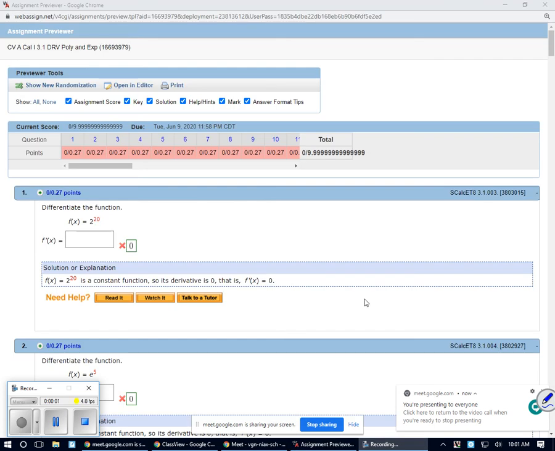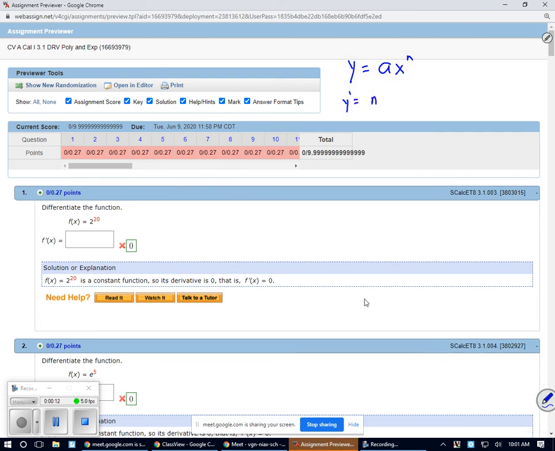All right, so the basic idea behind these is that if I have a function of ax to the n, then the derivative is n times ax to the n minus 1. That's pretty simple. If y equals 4x to the third, then the derivative, which some people use this symbol for, is 3 times 4x to the 3 minus 1, which is 12x squared.